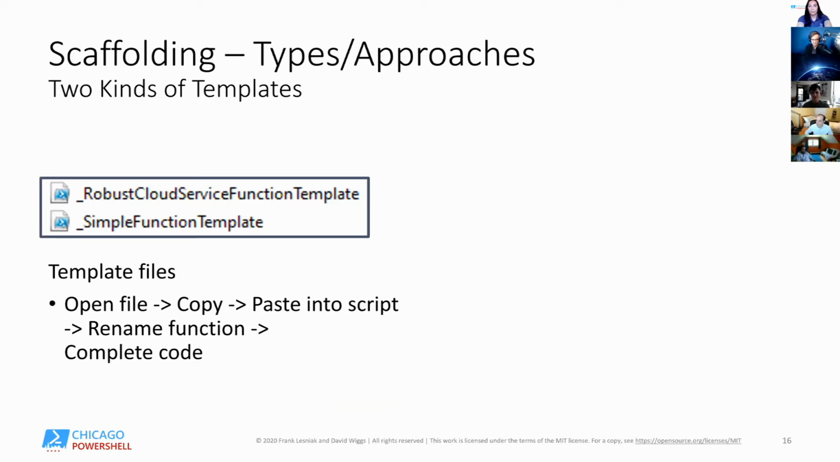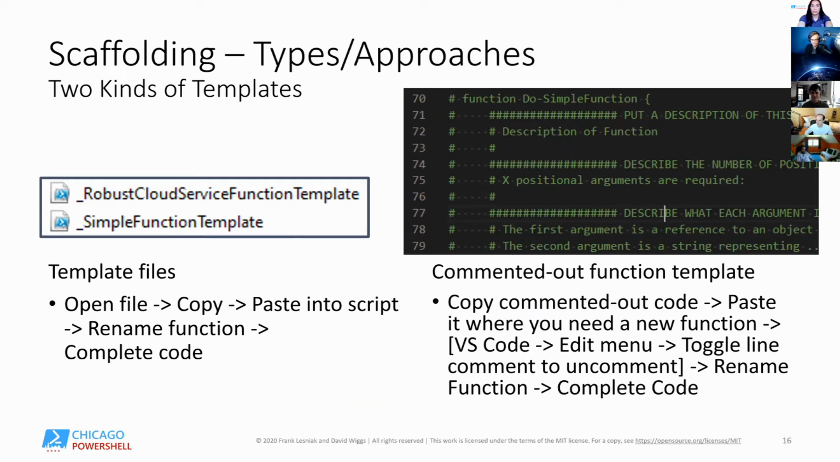Perhaps if you're writing a really long script, you might also put some commented out function code at the top of your script, because maybe you need to write 20 functions in the same script, as an example. In this case, you could copy that code, paste it where you need it, and then if you're using VS Code, you can toggle line comment to uncomment that code, rename the function, and then be on your way to complete the code.